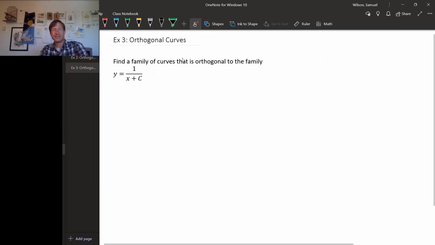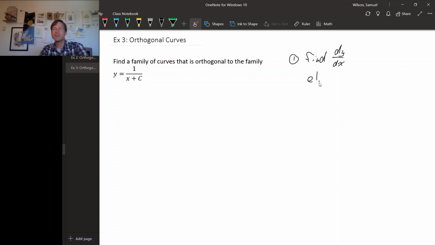The plan is to find dy dx for the original family of curves. And one key thing about finding dy dx is that we have to eliminate the constant, right? Because we want to find dy dx so that it's a function only of x and y, right? So the constant shouldn't show up.